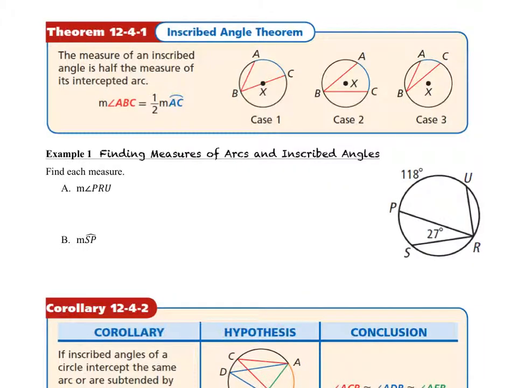Theorem 12-4-1, the inscribed angle theorem, says that the measure of an inscribed angle is going to be half the measure of the intercepted arc. You can see in case 1, case 2, and case 3, we have an endpoint or a vertex B, which is on the circle, and when we want to find the measure of the angle, it's going to be 1/2 whatever the arc measurement is in degrees.